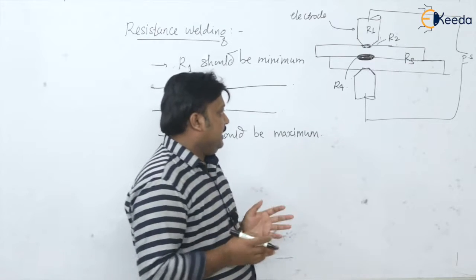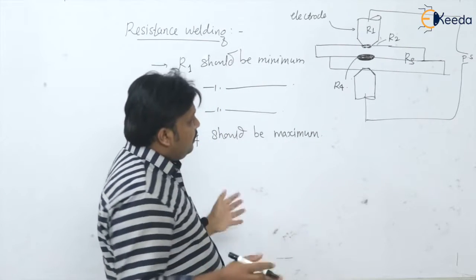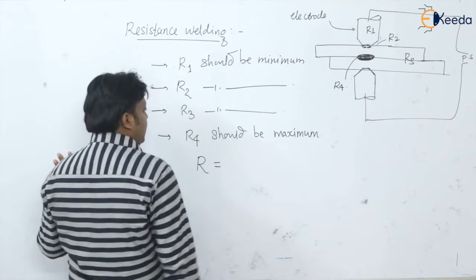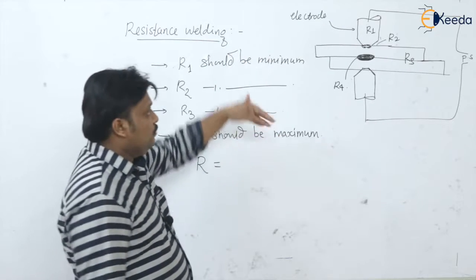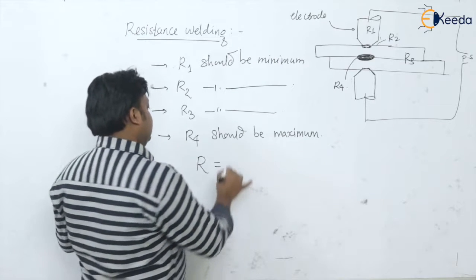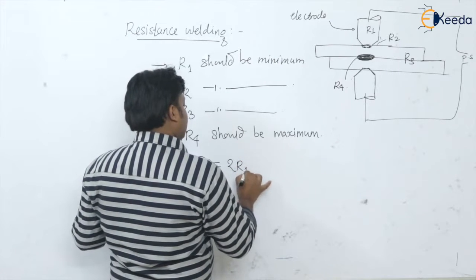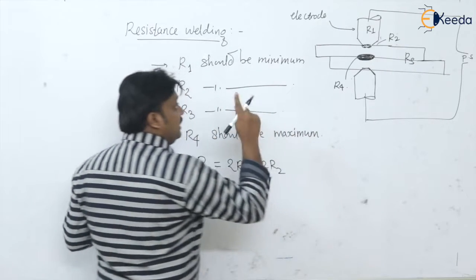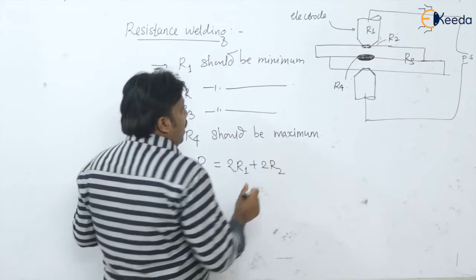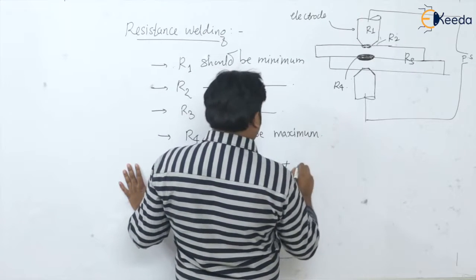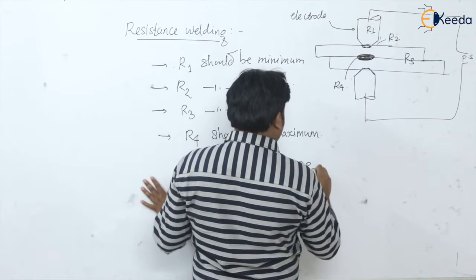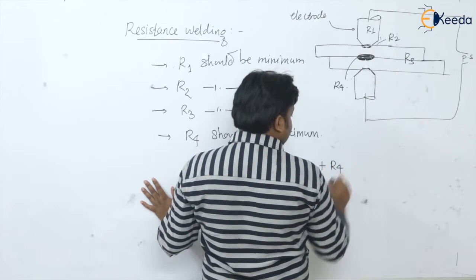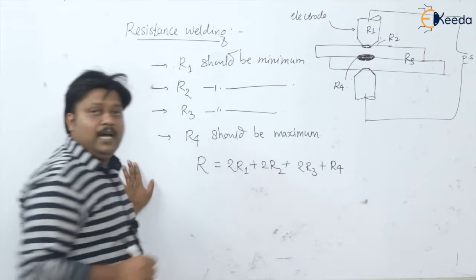So in that way, if I want to write the average resistance, this R in totality in this welding, that is 2R1 because there are two electrodes, plus 2R2 because there are two contacts between electrode and plate, and again there are two plates, that is 2 times R3, but there is only one contact resistance at the interface of the plates, that is one and only R4.